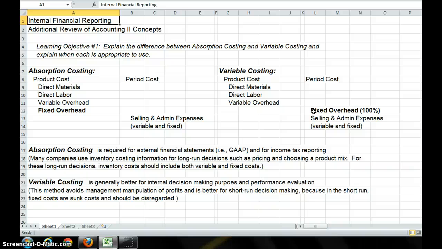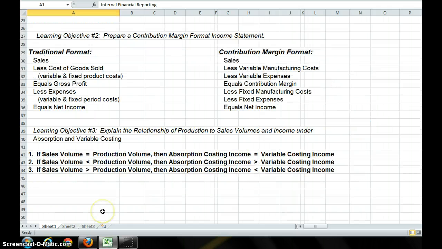Those fixed costs are irrelevant. They are not going to change under any alternative that you look at in the short term. And so they're somewhat irrelevant. You should only be using the variable cost to make product decisions for short run decisions. Learning objective number 2 is to prepare a contribution margin formatted income statement.